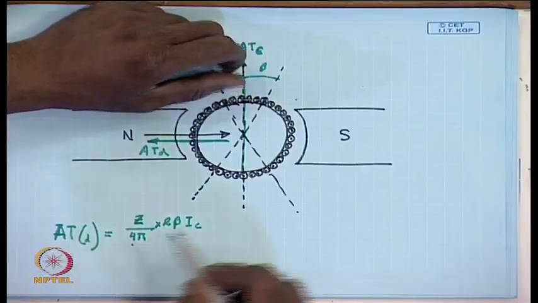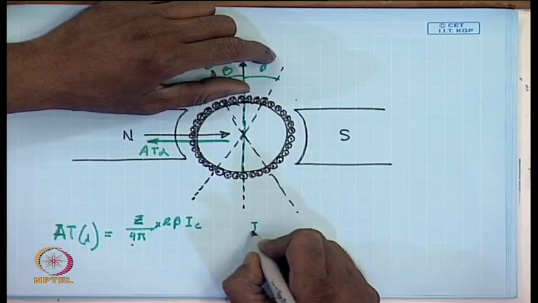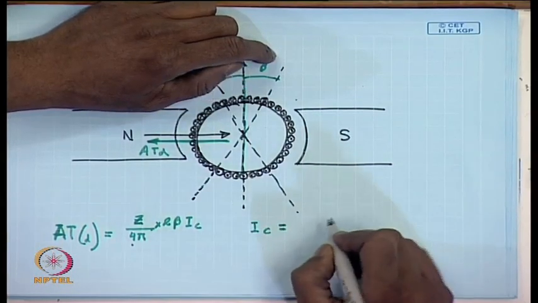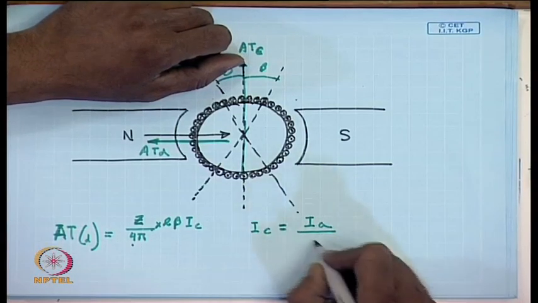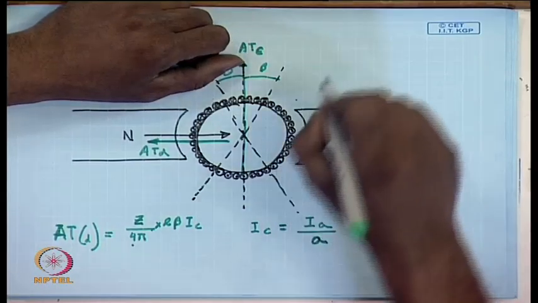Therefore, if a brush shift is applied, then it is necessary that the number of field turns be modified accordingly in order to counter the effect of demagnetizing ampere turns due to brush shift, and the field ampere turns necessary should be equal to the demagnetizing ampere turns produced by brush shift, which is given by this formula, where I c equals I a by A, the number of parallel paths.